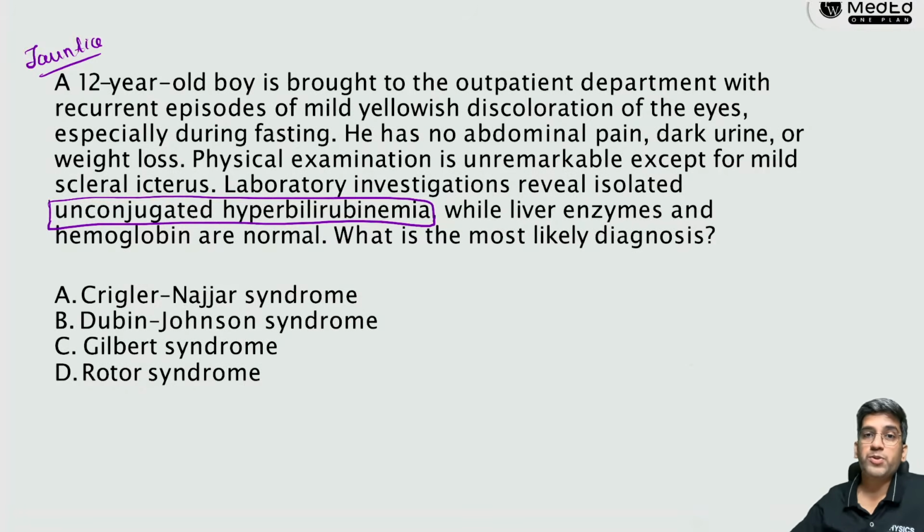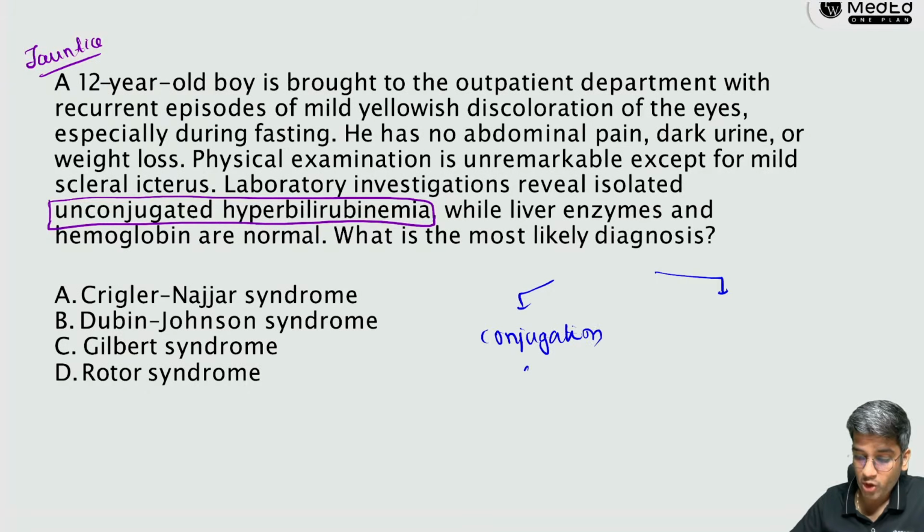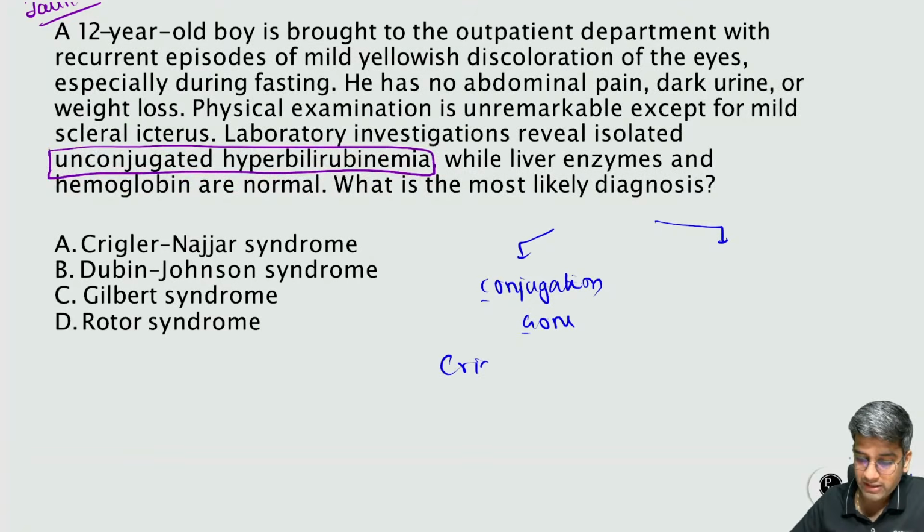Luckily, all four options are syndromes of jaundice. If you remember syndromes of jaundice, we divided them into two groups. One had a conjugation defect. I must have told you as conjugation gone. That was a mnemonic for us, right? Which is Crigler-Najjar, and the other G was Gilbert. The other two are excretion defects, right? Excretion defects we had Dubin-Johnson and we had Rotor.